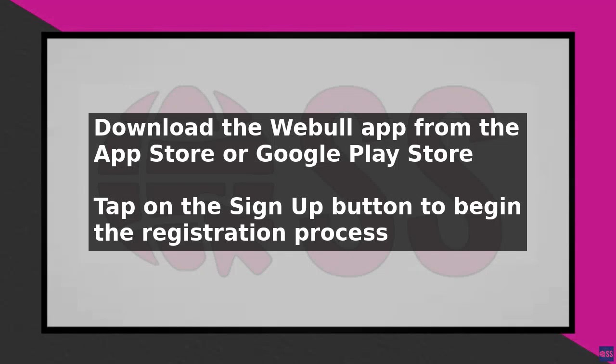To open a Webull account, start by downloading the Webull app from the App Store or Google Play Store, depending on your device. Once the app is installed, tap on the Sign Up button to begin the registration process. You will be prompted to enter your email address and create a password for your account. Make sure to choose a strong and unique password to protect your account.